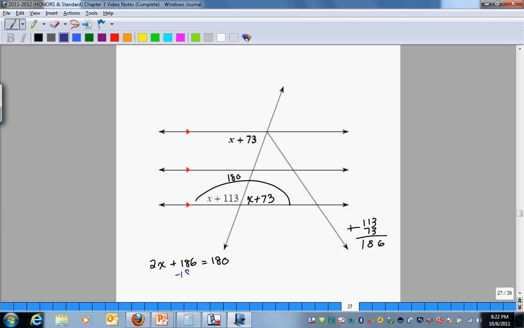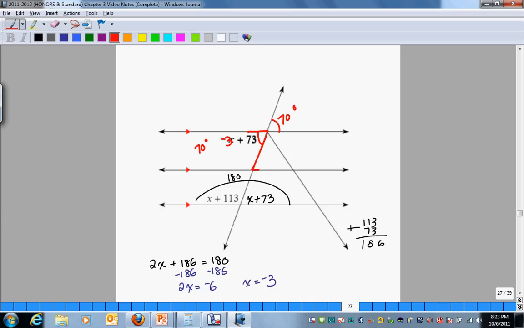We'll subtract 186 from both sides. We get 2x, of course, equals negative 6. Therefore, x equals negative 3. We plug that in and let's solve for the angles that we can now find. Negative 3 plus 73 would give us a measure angle of 70 degrees, which means this right here must also be 70 degrees.